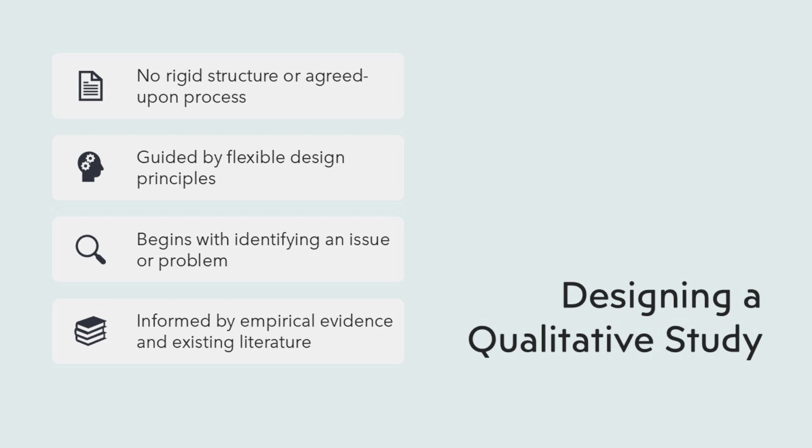Designing a qualitative study. Qualitative research doesn't follow a fixed formula. There is no single agreed upon design that researchers must follow. Instead, qualitative research is shaped by flexible design principles, allowing researchers to adapt their methods to the research context. Every project begins with identifying a real-world issue or problem. From there, researchers engage with relevant empirical evidence and existing literature to build a strong foundation for framing qualitative questions, choosing appropriate methods for data collection, and guiding the process of analysis.